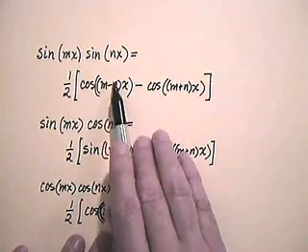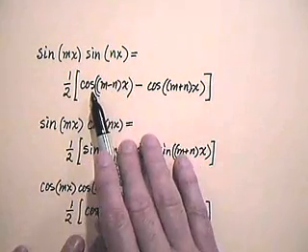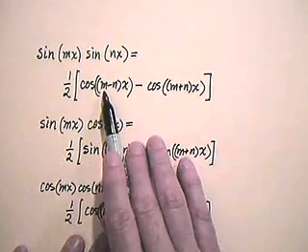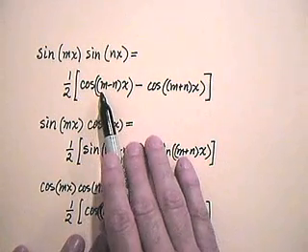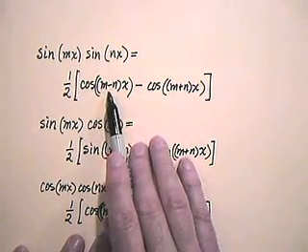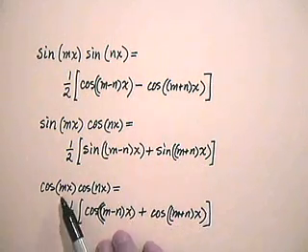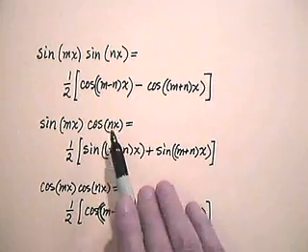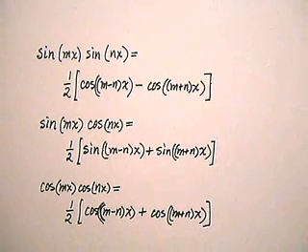Does it matter which one we think of as the first factor? No, because cosine is an even function. So cosine of (m minus n)x is exactly the same as the cosine of the quantity (n minus m)x. In the case of the product of cosines, notice we have those exact same two terms except with a plus sign. So let's look at an example where we apply these formulas.